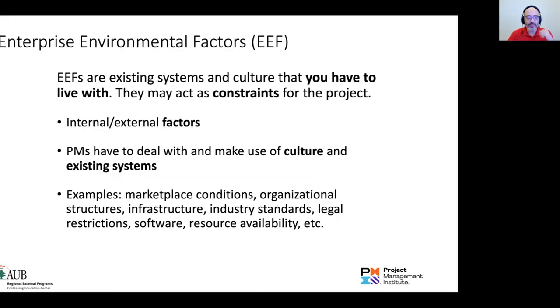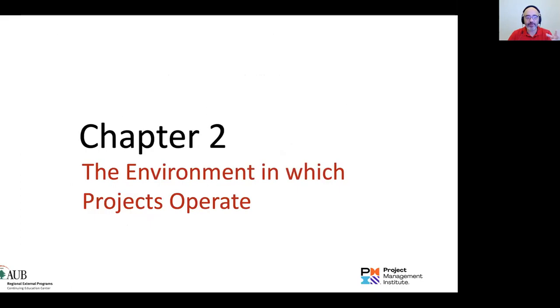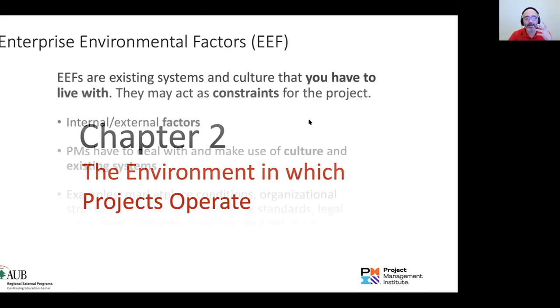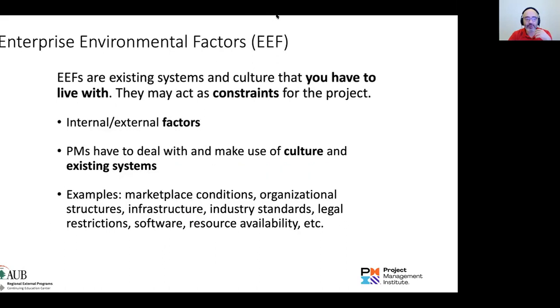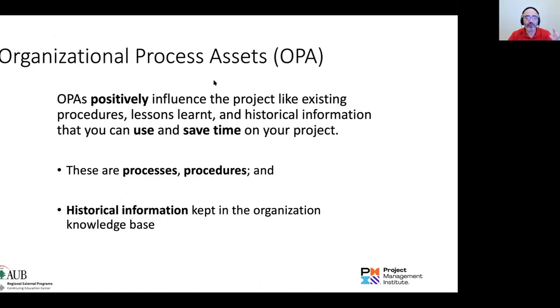So, the environments in which projects operate. There is no project in the void. No project comes from nothing. A project only comes when there is a strategic need, business need, or organizational need. We will see them. Now what are the factors that influence a project? We have two categories of factors. We call them enterprise environmental factors or organizational process assets.